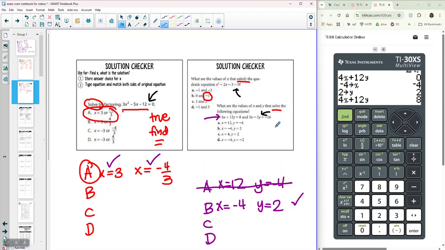Now I go to the second equation and I type in 3x minus 2y. What number am I hoping to get this time? I want this -16. And my second equation checked out. So B is our correct answer.